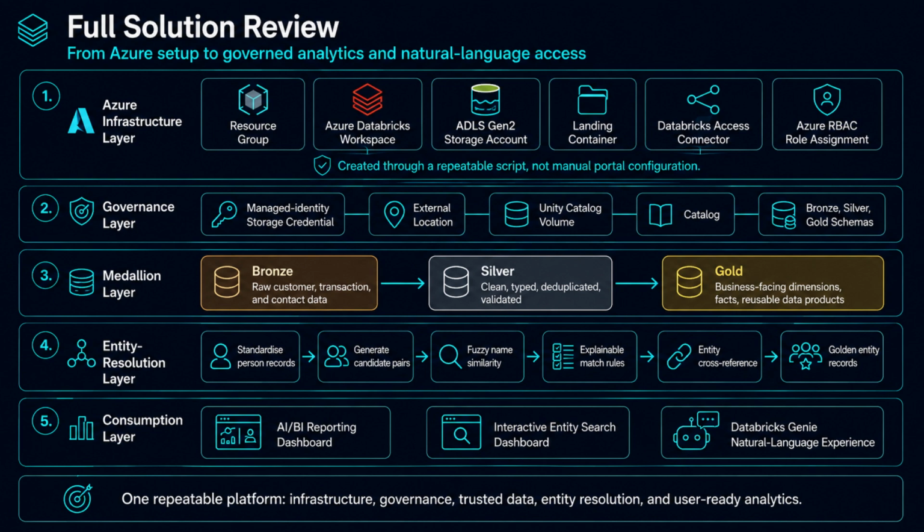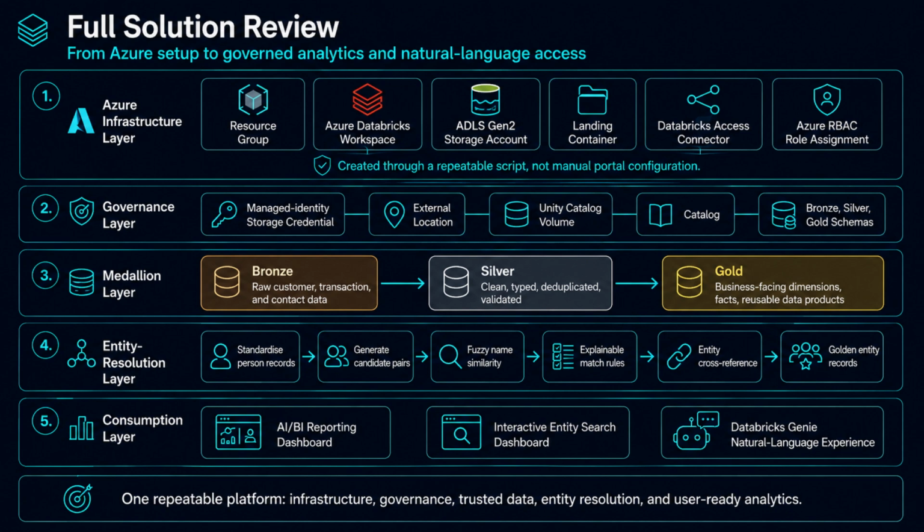Let us review the full solution. At the Azure infrastructure layer, we created a resource group, an Azure Databricks workspace, an ADLS Gen2 storage account, a landing container, a Databricks access connector, and an Azure RBAC role assignment. We created these resources through a repeatable script rather than relying on manual configuration. At the governance layer, we created a managed identity storage credential, an external location, a governed Unity Catalog volume, a catalog, and separate bronze, silver, and gold schemas.